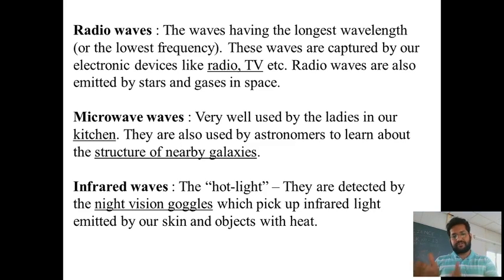Moving on to the next region, the microwaves. These are very well used in our kitchens, the microwave which cooks your food. They are also used by astronomers to learn about the structure of nearby galaxies. Shifting to the next region, the infrared waves. It is also called the hot light. These are detected by night vision goggles, which pick up the infrared light emitted by our skin and objects with heat. Many times in defense, when warfare goes on at night, these infrared waves play a very important role.